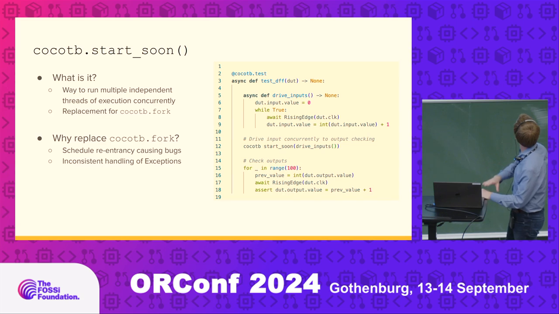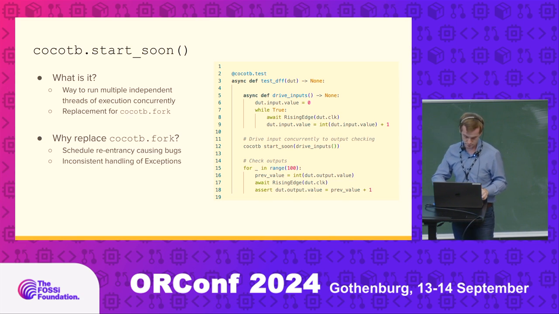We have our drive inputs coroutine. It's just, on every edge, writing, adding a value, like incrementing it. And we're using cocotb.start_soon. Oops, that's missing a period. And it's running that concurrently to the code below it, which is simply checking to see that the output of the flip-flop is the expected pattern.